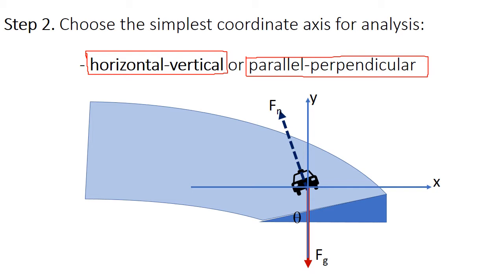In our case, the car is doing circular motion on a banked curve, and therefore there is no motion in the vertical direction. So by using the horizontal-vertical coordinate system, the sum of forces on the y-axis is equal to 0, and the sum of forces on the x-axis is the centripetal force, which is what we would like to find out and use to solve the problem. So as a result, the horizontal-vertical coordinate system is most appropriate for this problem.